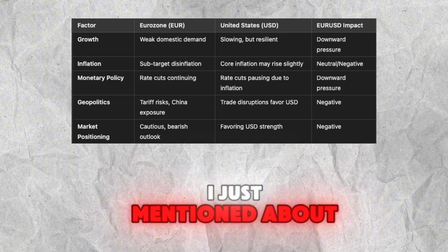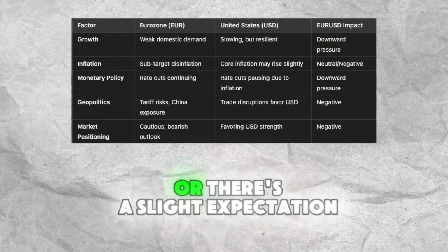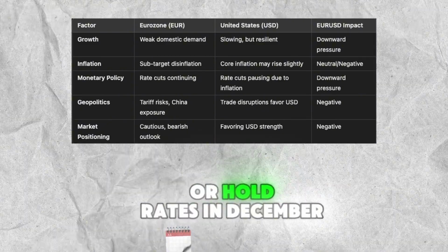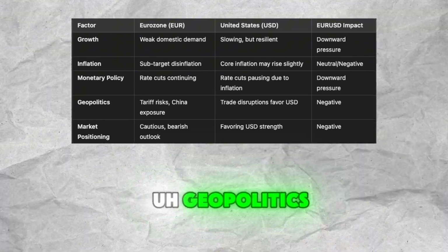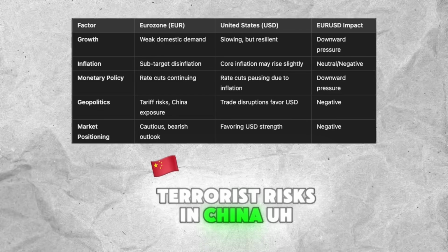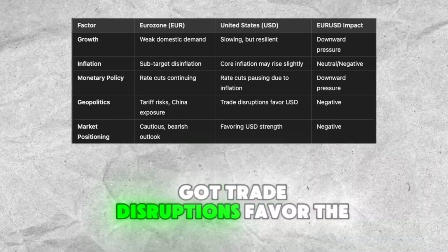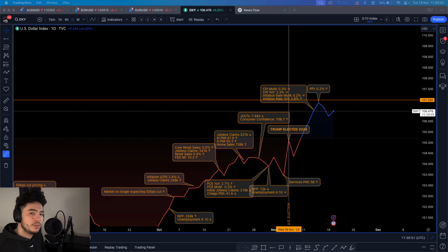This is what I just mentioned about core inflation rising slightly. There's a slight expectation that the Fed might pause or hold rates in December rather than cutting another 25 basis points. Geopolitics, tariff risks and China exposure for the euro. Trade disruptions favor the US dollar. So obviously there's a lot of factors coming into play to drive the euro dollar pair lower.